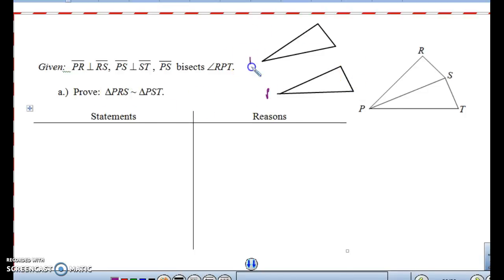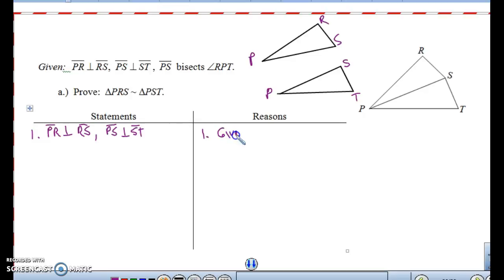PRS, oops, I'll do this one up here, PRS, and then PST would be the two triangles. Okay, those are the two that I'm trying to prove similar. So I want to prove angles about them. So let's start with the first given. We have PR is perpendicular to RS, and PS is perpendicular to ST.